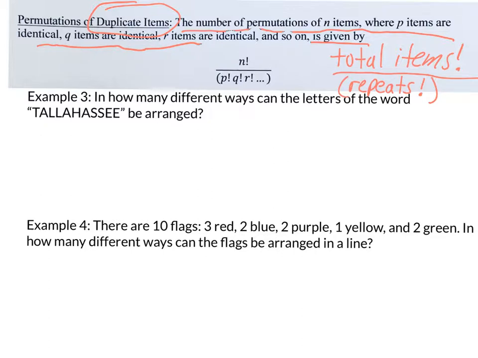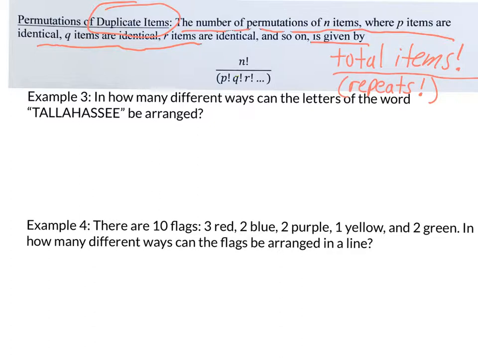So taking a look at example 3, it says in how many, so we're still counting, we still see the phrase how many. In how many different ways can the letters of the word Tallahassee be arranged? So we're going to rearrange all the letters of Tallahassee, and because Tallahassee has some letters that repeat, the A's, the S's, the L's, the E's, that's why we don't want to double count anything, so hence the fraction bar in the formula. We're dividing away whatever repeats.